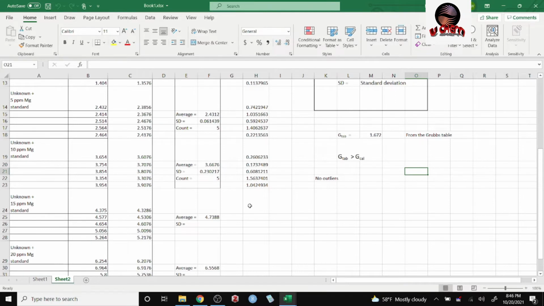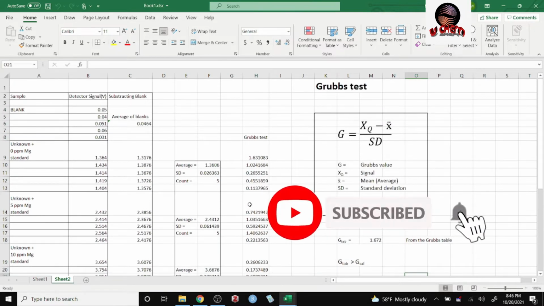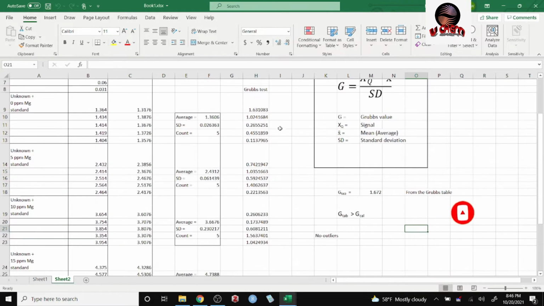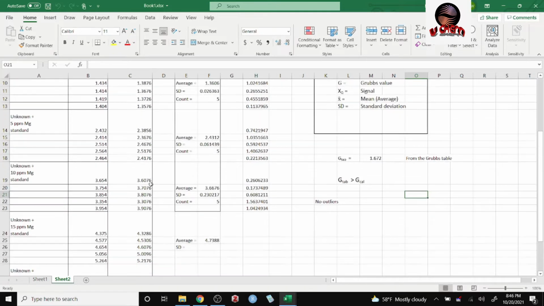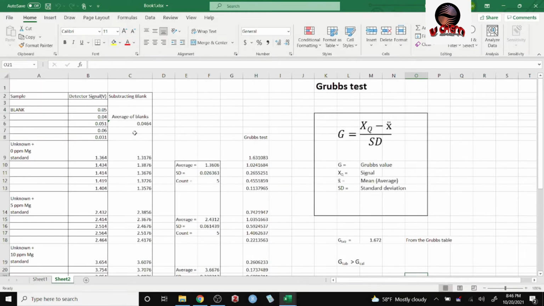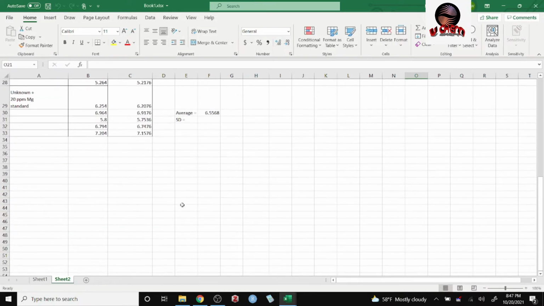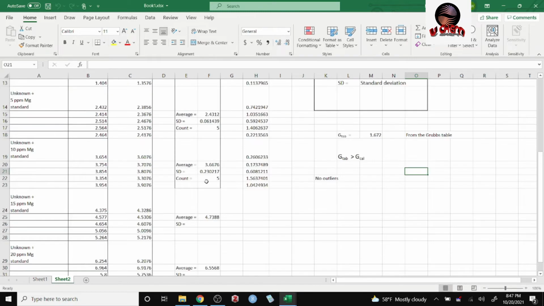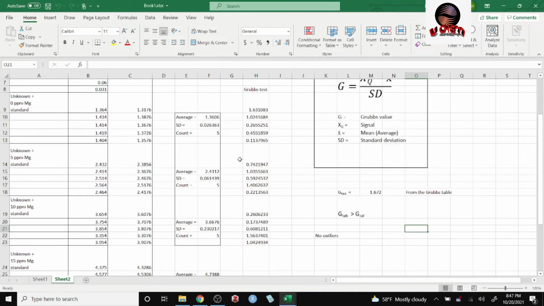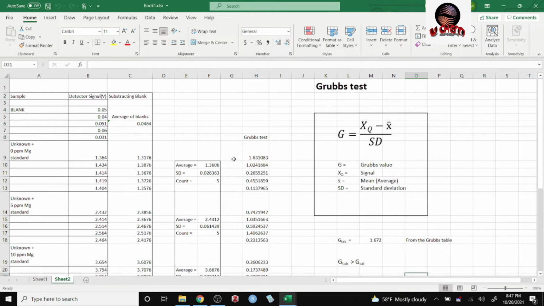In the previous video, I taught you how to do Grubbs test in Excel and how to check the outliers. Actually, that's from Grubbs test and how to get some average stuff in Excel and so on. So today I'm going to teach you how to plot a standard addition curve in Excel.